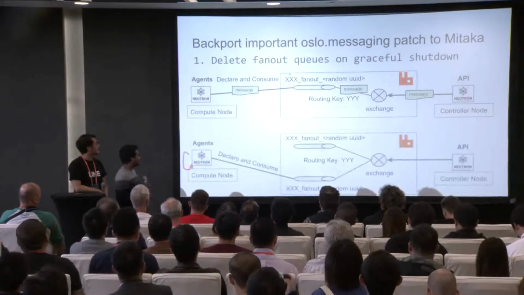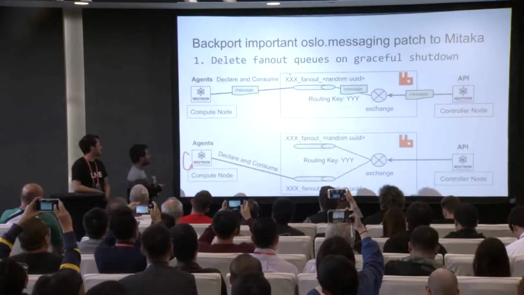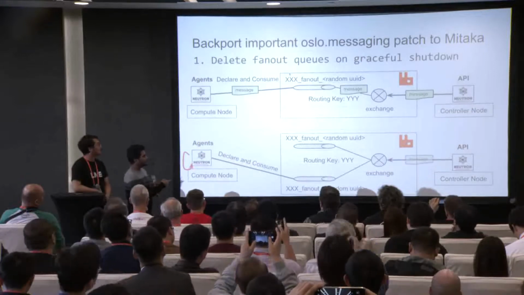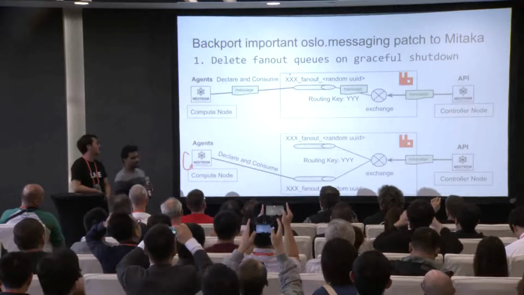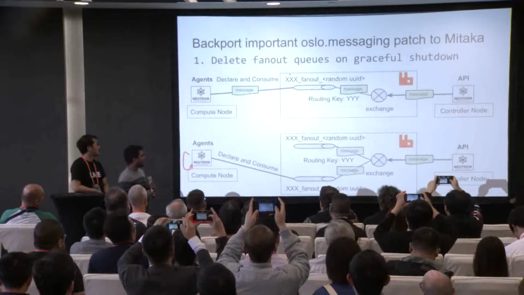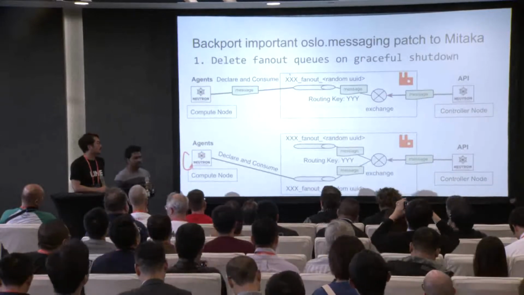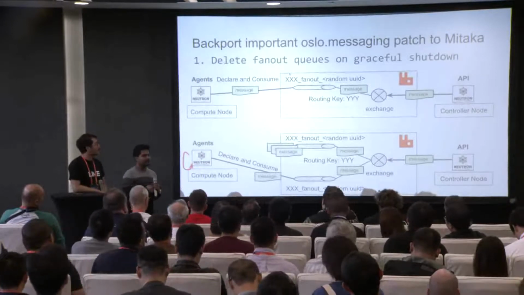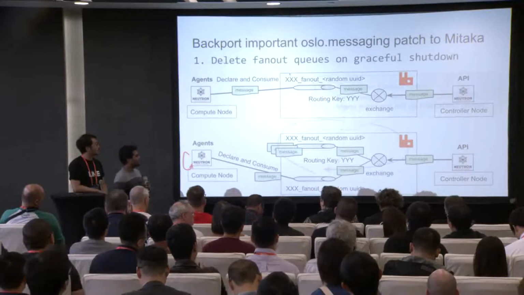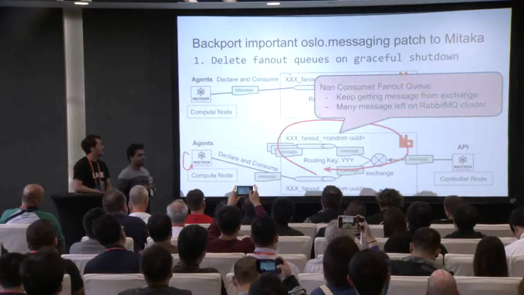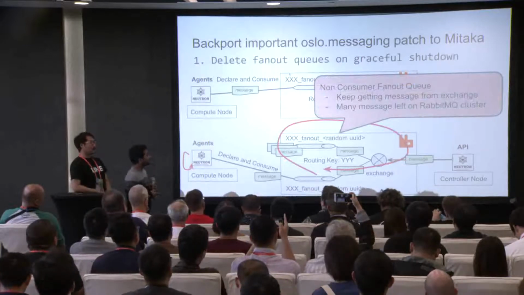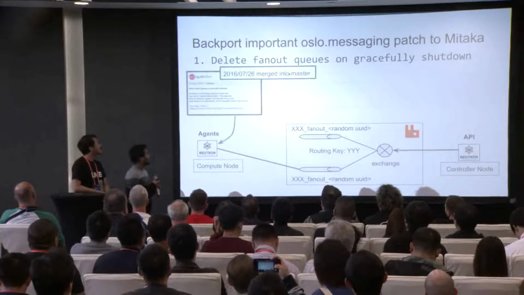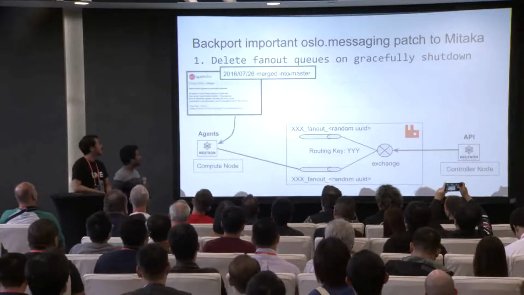You can imagine if the agent is restarted, it declares a new queue, and the old queue remains in RabbitMQ. When the message is sent by the neutron server, the exchange makes sure that it sends to all the queues. The agent consumes from the recently created queue, and the other queue keeps getting the messages from the exchange. So many messages are left in the RabbitMQ cluster. Upstream actually has a solution to this, and the patch got merged in Newton, so we backported that to Mitaka.